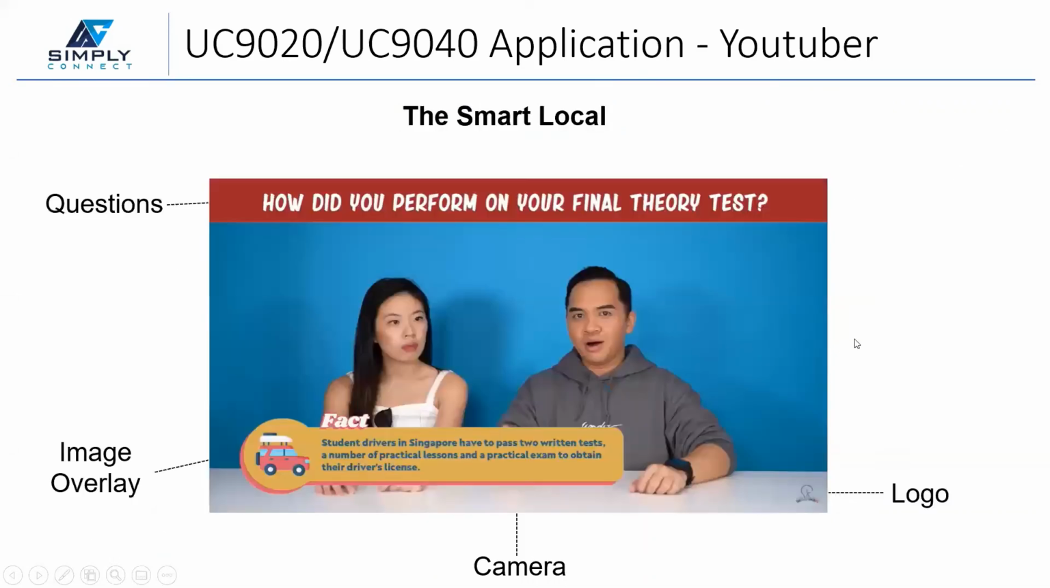So for local applications, I think you have some local YouTubers doing it as well. For example, Smart Local, if you follow Smart Local, they can have questions overlaid on top, and then there's a camera pointing at the people, and an image overlay showing some facts here, and they can also have a logo here as well. So this is all mixed using the UC9040, 9020, that kind of scenario.